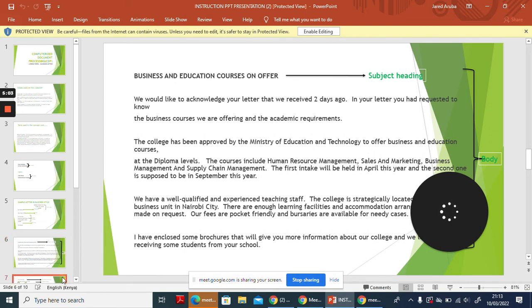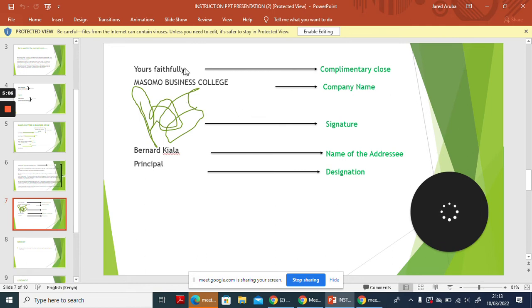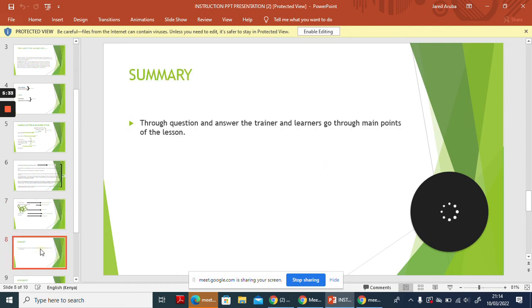So immediately after the last paragraph, we have the complementary clause whereby you type yours faithfully, and then we have the company's name, and then after the company's name, you turn 5 spaces, whereby these 5 spaces indicate the space for the signature, and then the name of the addressee, and then the designation. And then after that, in this lesson we have learned how to type blocked style of a letter.